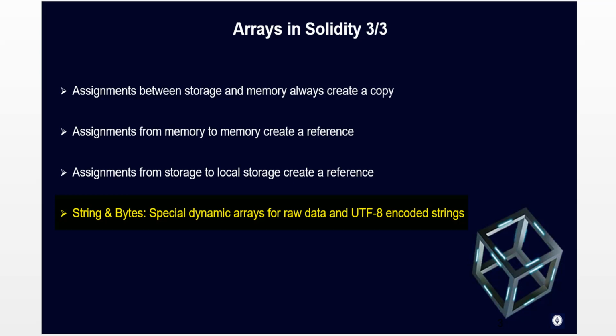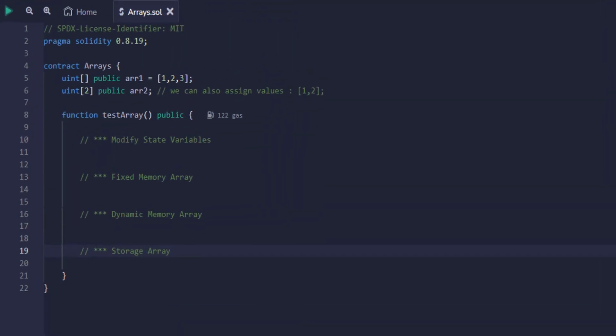So let's take a look at a code example in Remix. Here we have a very simple contract with two state variables: array 1, which is a dynamic array, and array 2, which is a fixed size array of two elements. And we also have a function testArray to test various array features.